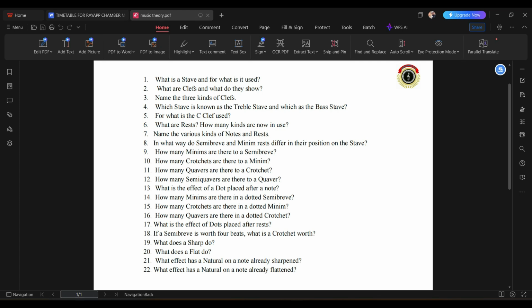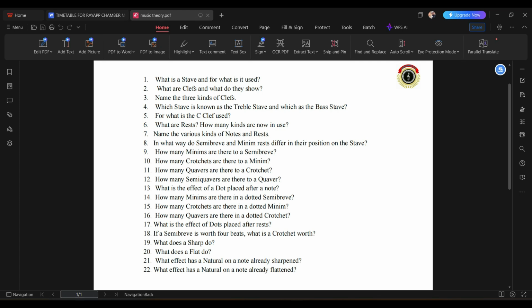It could be the bass staff, it could be the treble staff. So that is the basic difference. How many minims are there to a semibreve? Whoa, look at the spelling of semibreve. Okay, so how many minims are there? Two minims are going to give us a semibreve. A minim has 2 beats, so two minims are going to give us the semibreve.